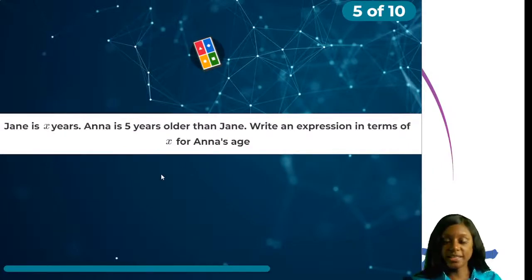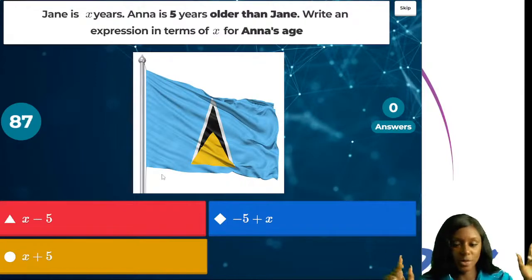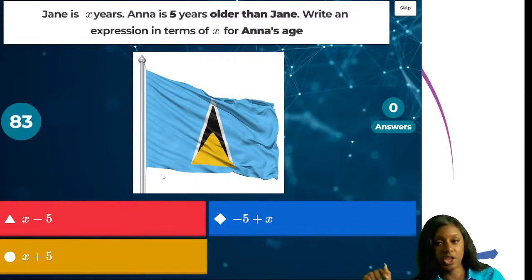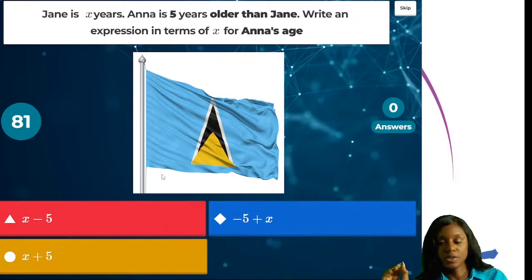So Jane is X years. We do not know what X is. It's a number that we do not know. Anna is 5 years older than Jane. Select the expression here in terms of X for Anna's age.